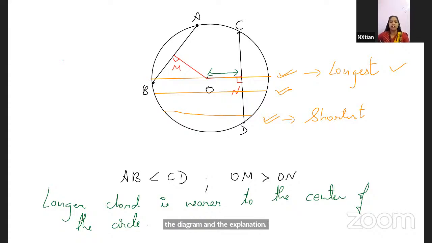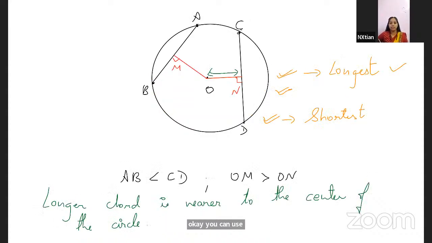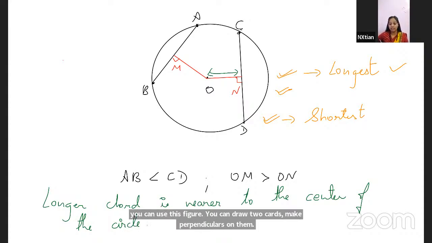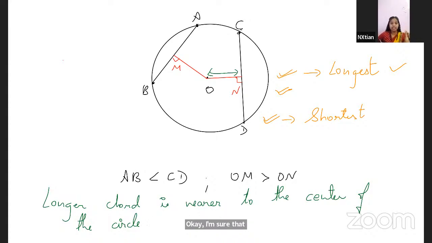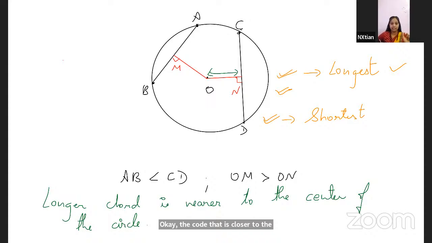Okay, so it comes to the proof that the longer chord is nearer to the center of the circle. You can prove it like this. You can use this figure. You can draw two chords, make perpendiculars on them, and show that the chord which is closer will have the lesser perpendicular distance from the center.